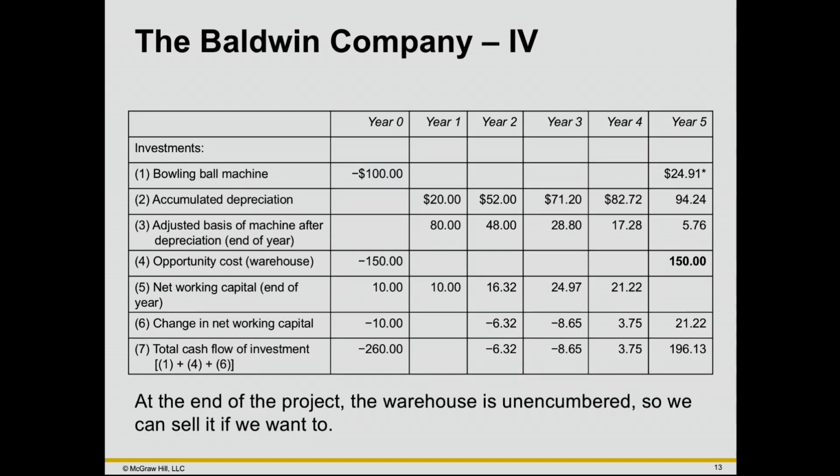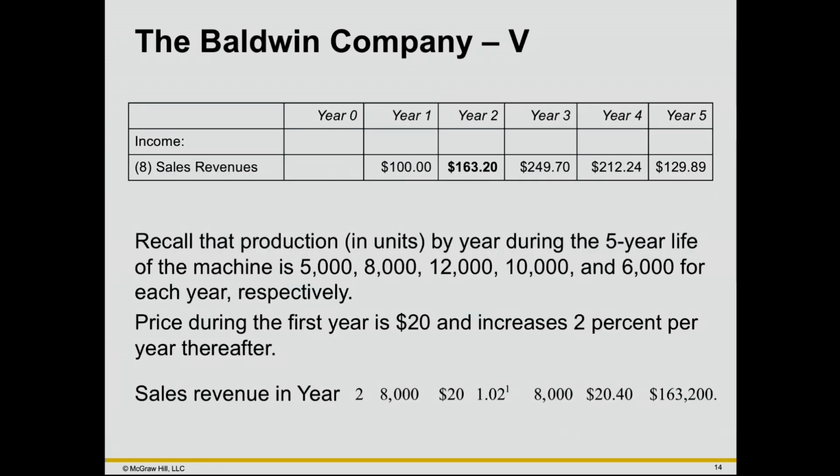Next slide is just a duplication, and they're just noting here that this 150 return is now unencumbered. We've created our project, we've made a whole bunch of bowling balls, and now we could do whatever with the warehouse. We could sell it, we could have another, we could iterate this project again, whatever, but for the purposes of this analysis, it doesn't matter. Sales revenue. All right, so 5,000 at $20 per bowling ball gives us $100,000 in sales revenue for year one.